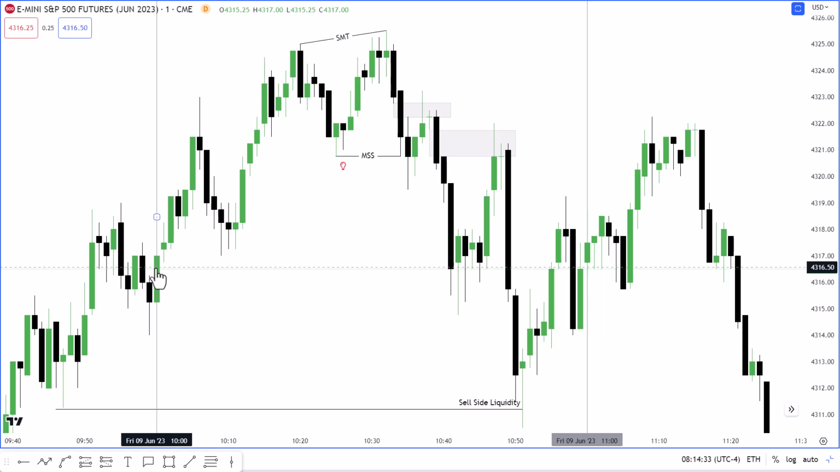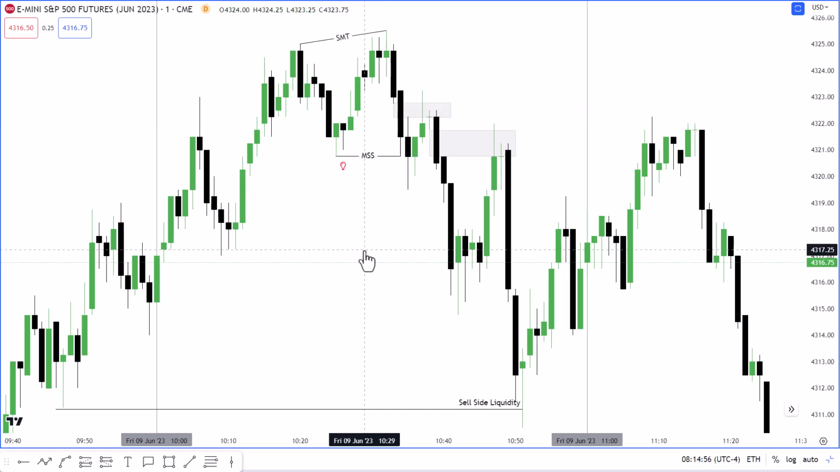Now, what is a silver bullet? A silver bullet is a fair value gap that occurs in the window between 10 a.m. and 11 a.m. New York local time. Like we said, we have different types of silver bullet, but we're talking about the one between 10 a.m. and 11 a.m. today. For example, we have a fair value gap here.